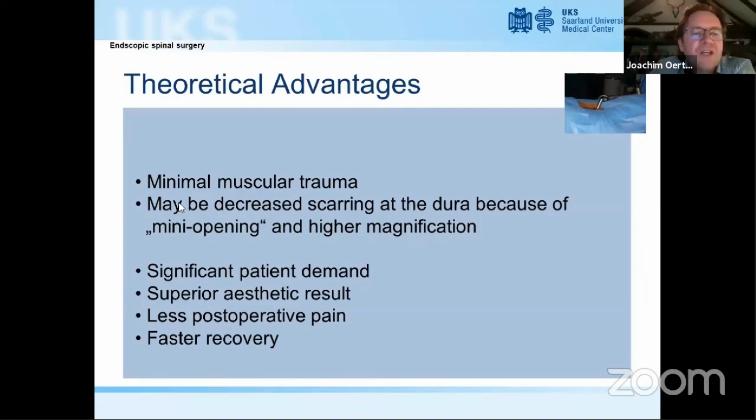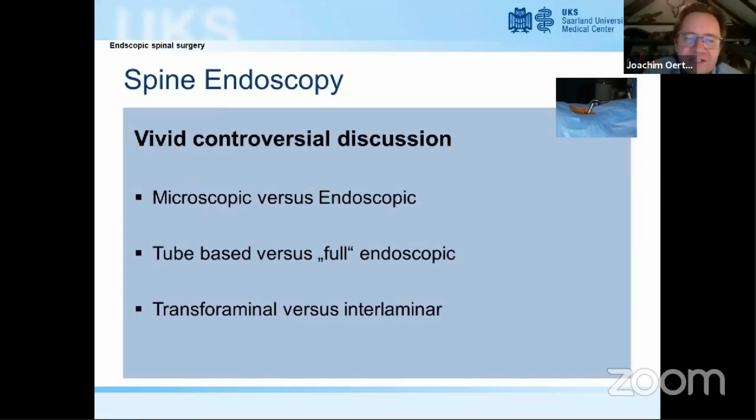What can we expect? Well, smaller reduction of muscular trauma, maybe a mini opening, very focused opening with high magnification. Maybe this might result in a decrease of scarring at the spine, at the dura. And then there's a significant patient demand, and we want to have less postoperative pain and faster recovery. There's a vivid, very controversial discussion, particularly between microscopic versus endoscopic. And then if you think about endoscopic, then you discuss tube-based versus full endoscopic techniques. And then there's another discussion, transforaminal versus interlaminar.